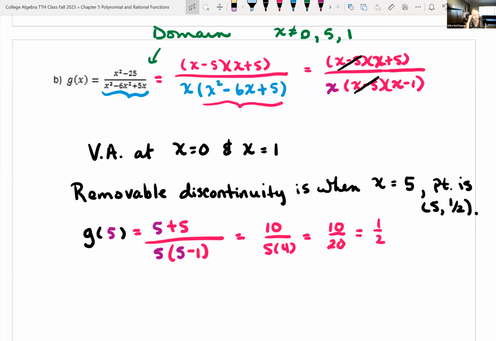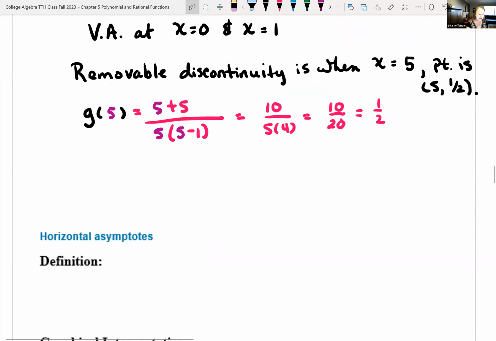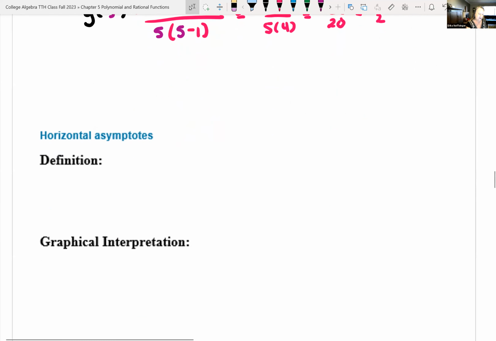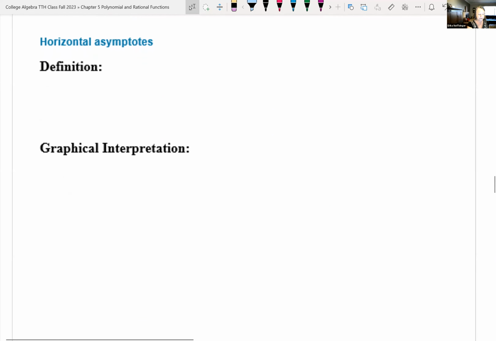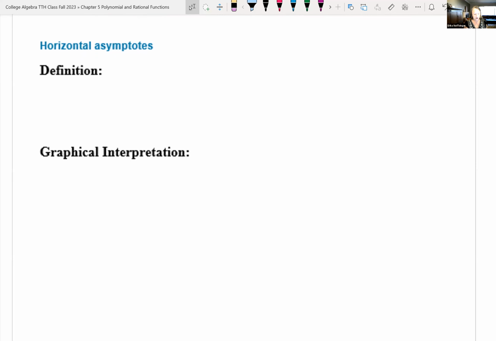Okay, so we'll see more vertical asymptotes and removable discontinuities when we put this all together to graph. But now let's look at another type of asymptote, which are horizontal asymptotes. So what is a horizontal asymptote? A horizontal asymptote occurs if we're looking at x going to positive infinity and or negative infinity. And as x is going to positive and negative infinity, what's happening is our y value is going towards one y value.